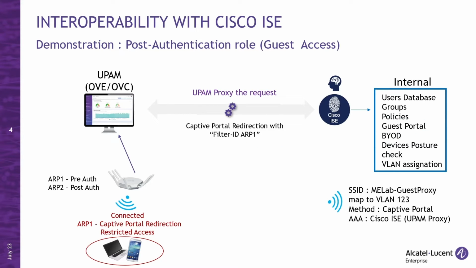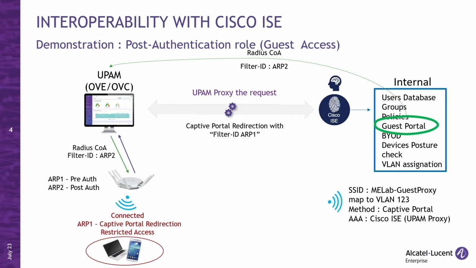Once the client is connected through the captive portal, Cisco ISE will send a RADIUS CoA, change of authorization, message, which will be proxied back to the access point. The CoA will dynamically modify the device access, granting it ARP2 privileges. By following this configuration, we can effectively set up an external captive portal using Cisco ISE on the Alcatel-Lucent Enterprise OmniAccess Stellar devices and OmniSwitch.